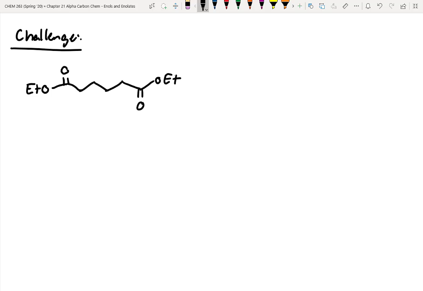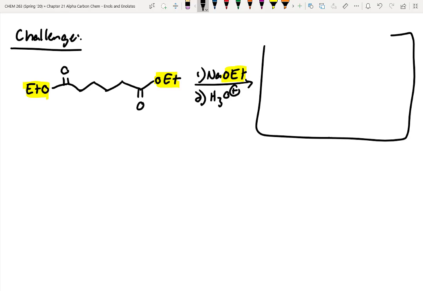And what we're going to do is we're going to treat this with sodium ethoxide. Again, we want to make sure that this alkoxy base matches our alkoxide group on our ester. That will be step 1. And then step 2 will quench with weak acid, and we want to figure out what in the heck is made when we do this reaction. Well, let's try it. So in our first step, I'm going to have ethoxide as my base.